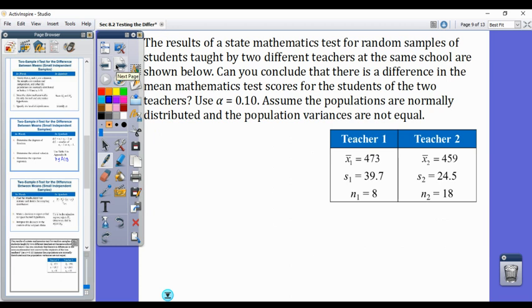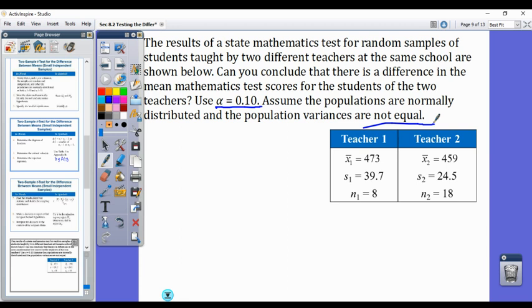So we have the results of a state test for random samples of students taught by two different teachers at the same school shown below. Can you conclude that there's a difference in the mean mathematics test scores for the students of the two teachers? Our alpha level is 0.10. Assume the populations are normally distributed, yay, but the variances are not equal. Okay, so our population variances are not equal. So that's going to help me determine which formula I'm going to end up using.